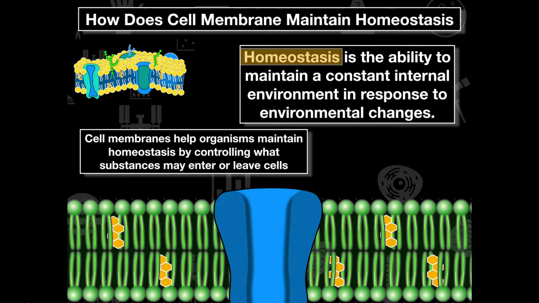Well, cell membranes help organisms maintain homeostasis by controlling which substances may enter or leave the cells. Remember, we need to have the cells intact, so we need to control what goes in and out of them to make sure they're functioning properly so that they can function in our body.